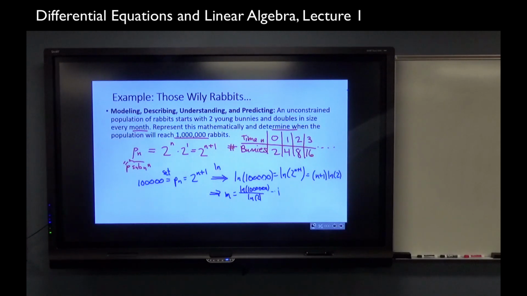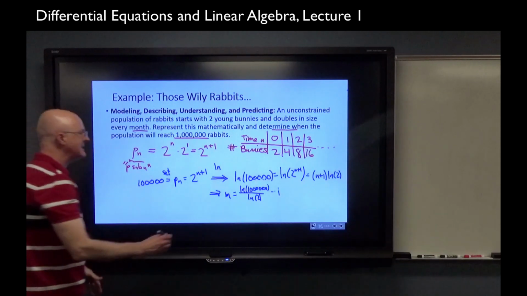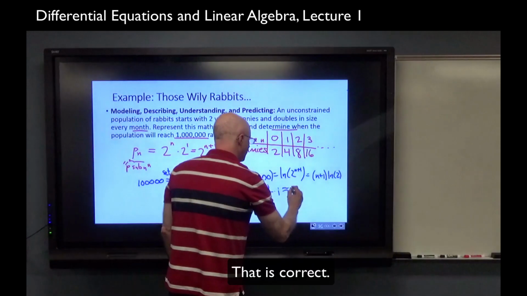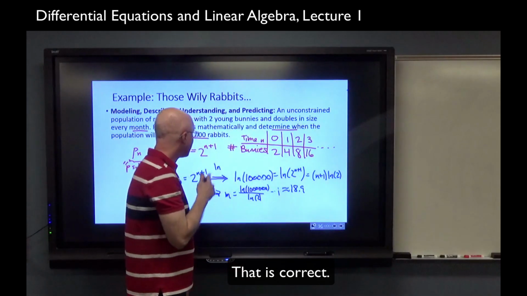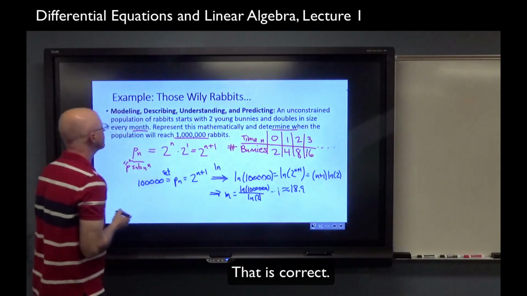I get approximately 18.9. I hope I didn't make a mistake there. By the way, I do make plenty of mistakes, so I'll try to catch them before I post it on YouTube here. I'm getting about 18.9 here. Maybe I made a mistake. But wait a minute, n needs to be a whole number.